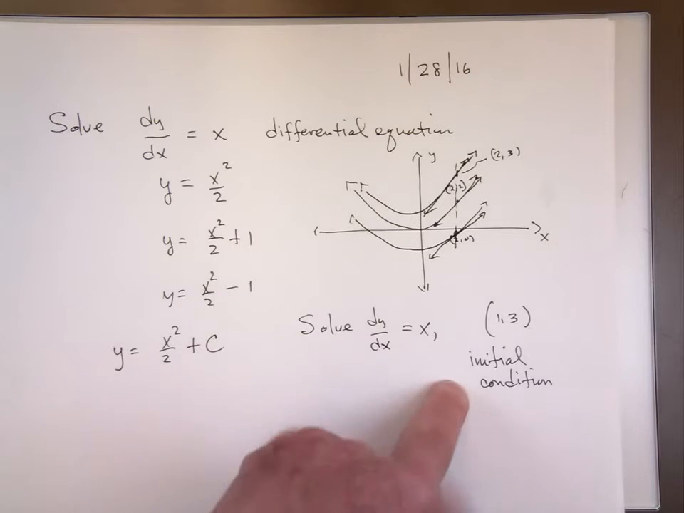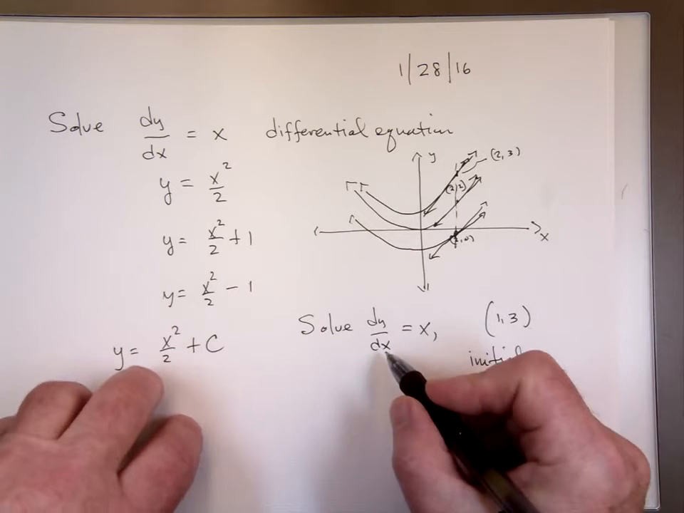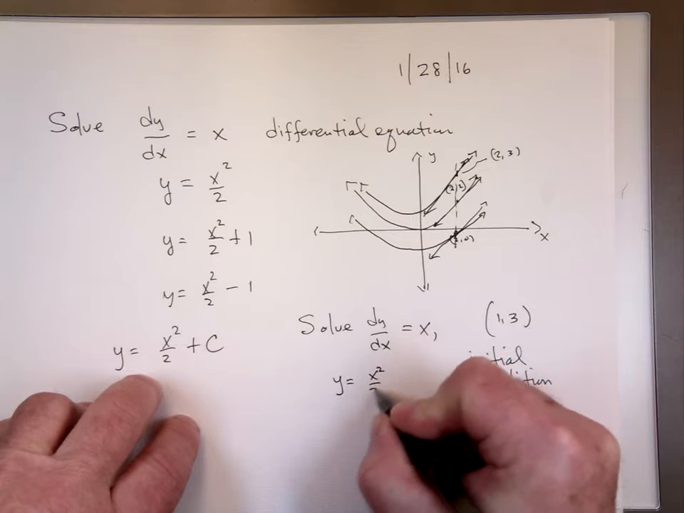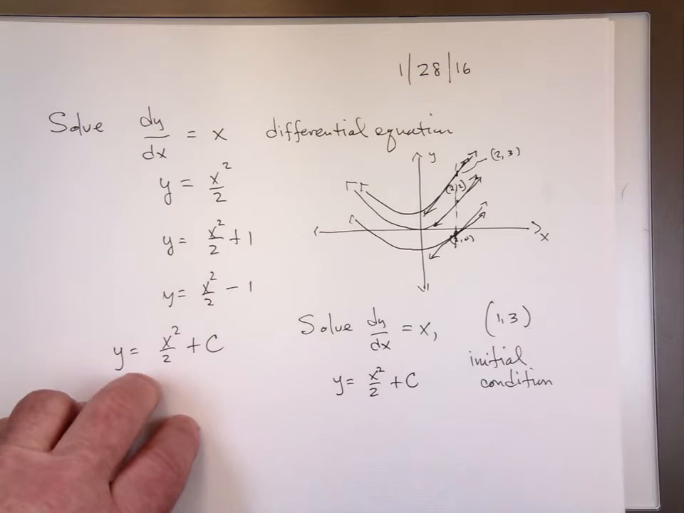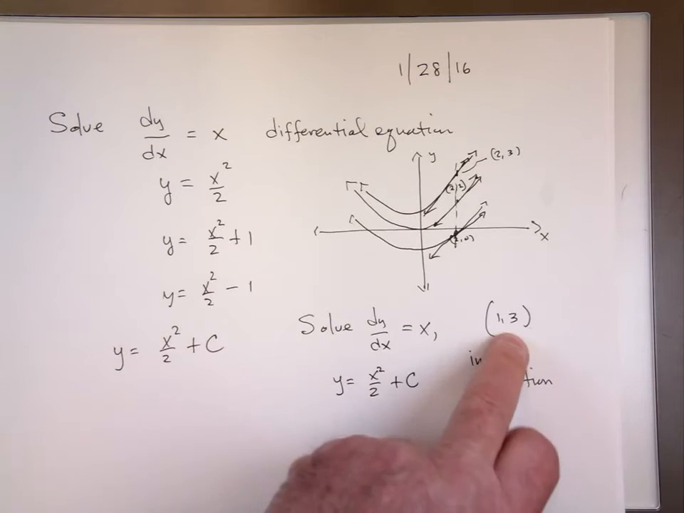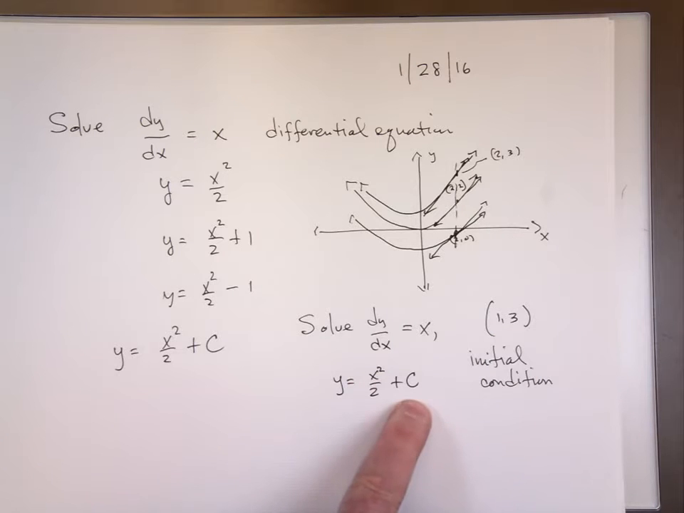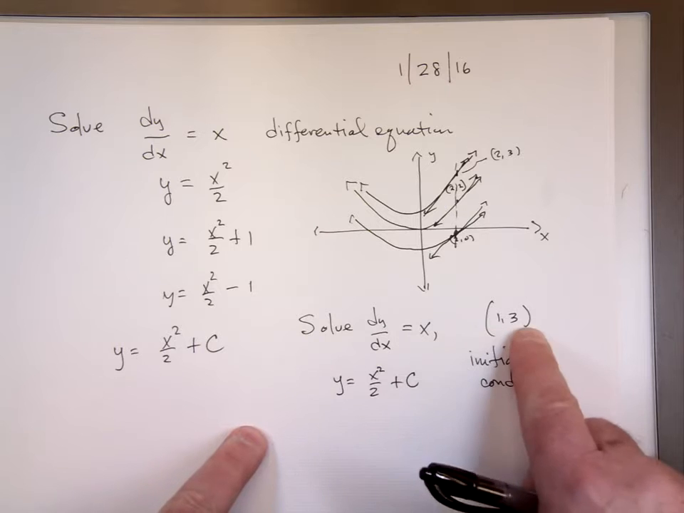All right, that's an initial condition. So we know the solution to this differential equation is y equals x squared over 2 plus a constant. Because it has this initial condition, this will enable us to solve for the constant c. X is 1, y is 3.